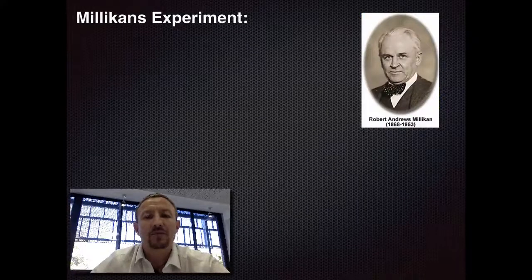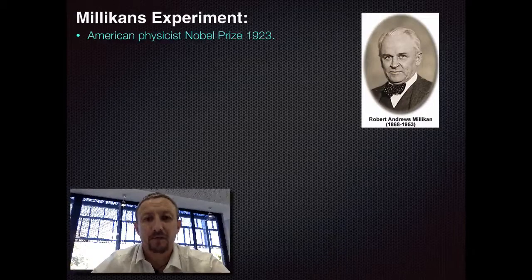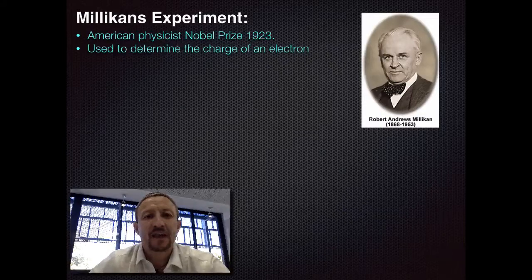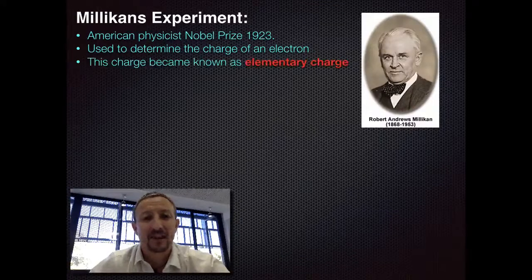Now Robert Millikan was basically an American scientist. He was born in 1868 and died in 1953. He gained the Nobel Prize for his research on determining the charge of an electron in 1923. Basically, what he did was use a machine which used electric fields to determine the charge of an electron, as well as determining the mass of an electron.